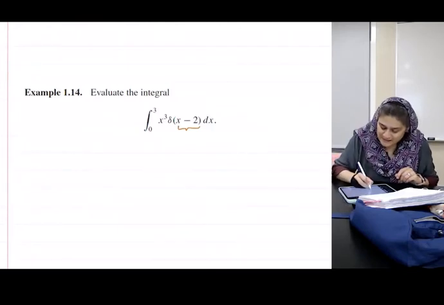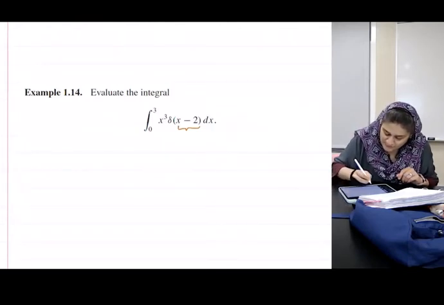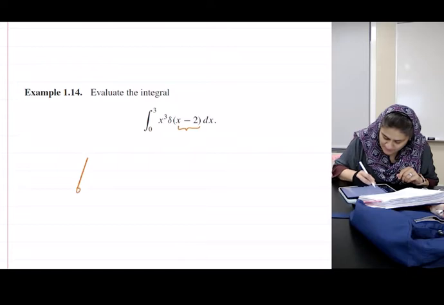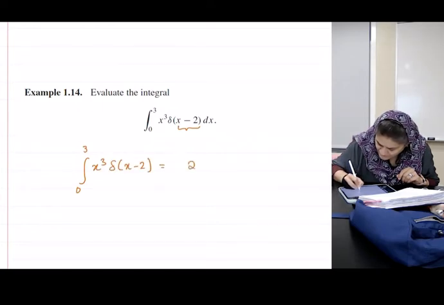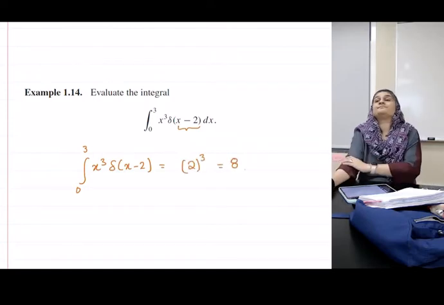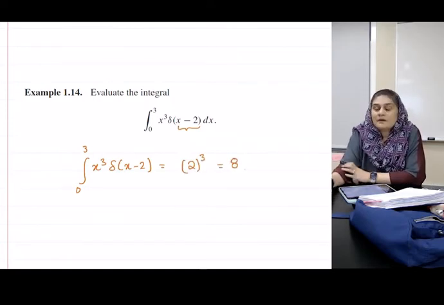If it does, then all you have to do is go integration 0 to 3 x cubed delta x minus 2, which gives 2 to the power 3, and the answer is 8. Oh, I forgot the dx.